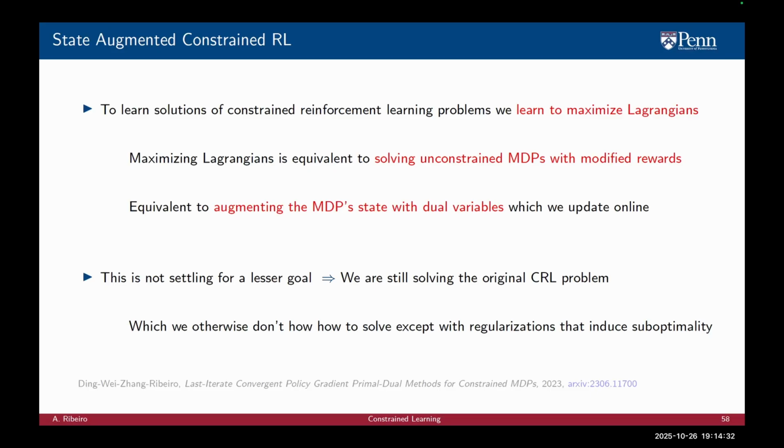Okay, and that's what I have done in the last 10 minutes, which is the introduction of this state-augmented algorithm in which I augment the Markov decision process state with dual variables, and I then proceed to update the dual variables myself. And this is very helpful because it allows me to change the problem of solving the constraint learning problem into the solution of this unconstrained learning problem, which is the maximization of the Lagrangian. And that can be applied and shown to solve the constraint learning problem that we wanted to solve in the first place.